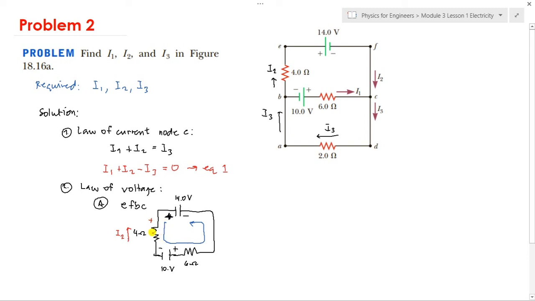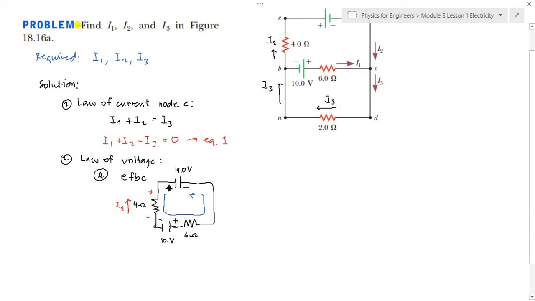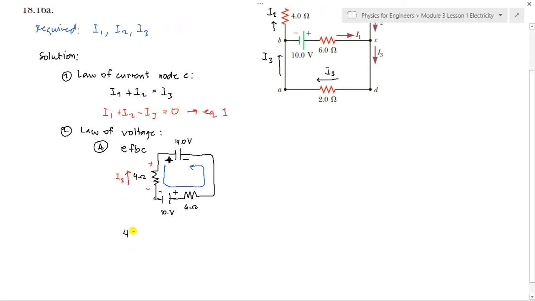And then this is positive terminal, negative. Supposedly in this orientation, positive to negative is a voltage drop, but since the direction of its current is opposite, it becomes positive. Since its direction is upward, therefore it is positive. So we can say the voltage here is 4I2, positive.